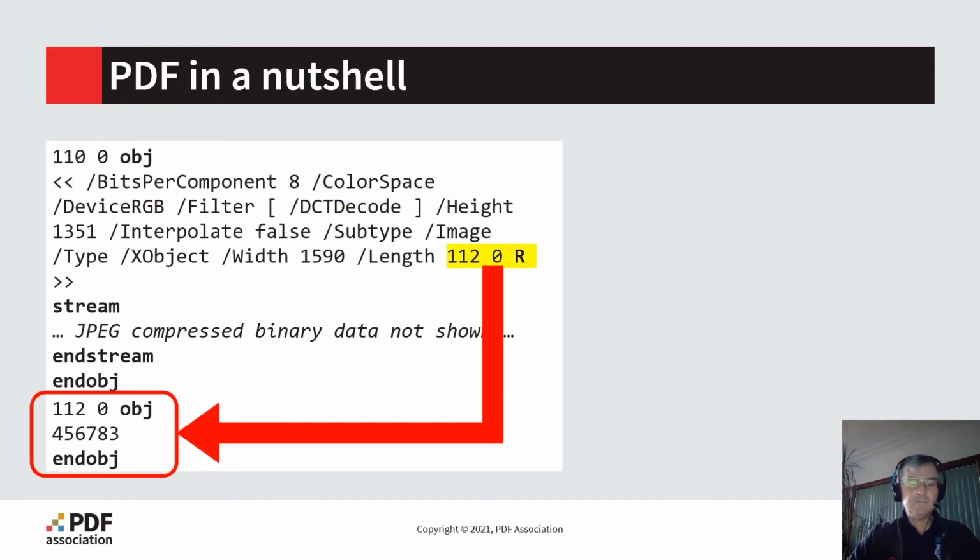Objects may also be referenced indirectly. This is like a pointer to another object elsewhere in the file. The syntax is the object number, the generation number, and then the keyword capital letter R. In this example, the value of the Length key is an indirect reference to object 112, which is shown at the end of the example. There is no semantic difference between an inline or direct object and an indirect object. However, there are situations when objects must or must not be direct or indirect.